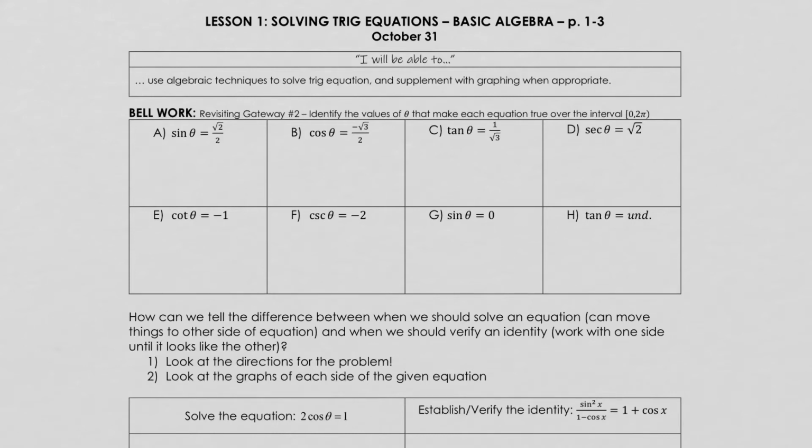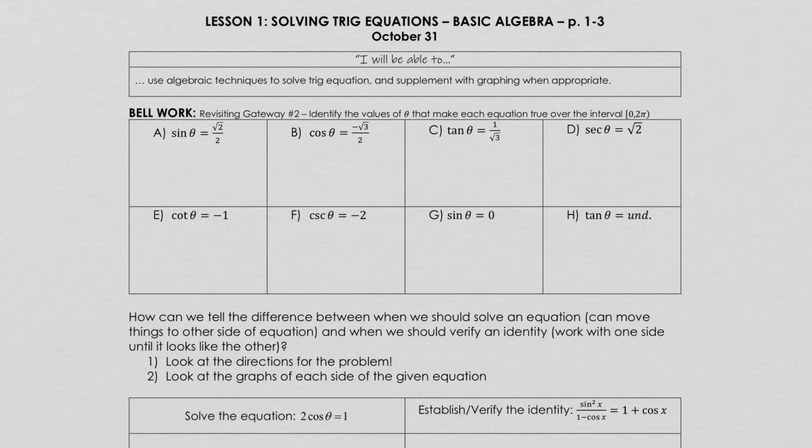All right, so we're starting Unit 4, Lesson 1 today. If you haven't yet, pick up the packet and the purple sheet from the front table and start the bell work. Only allow about 5 minutes for the bell work. You are going to review gateway number 2, basically.